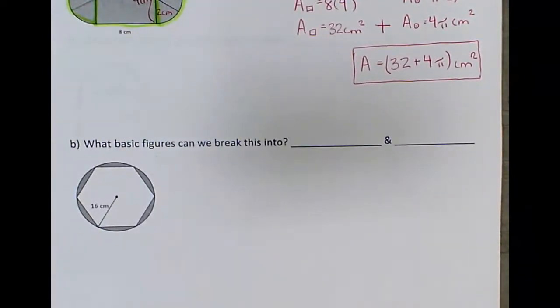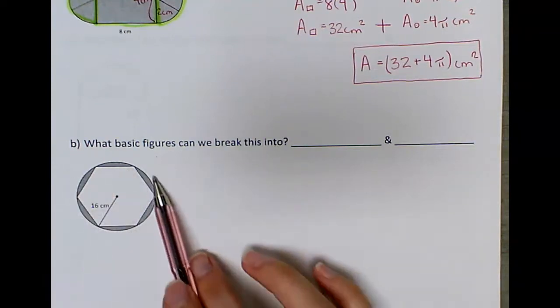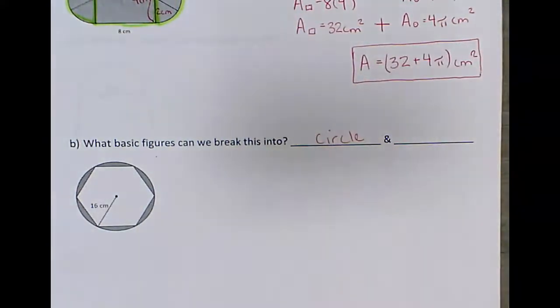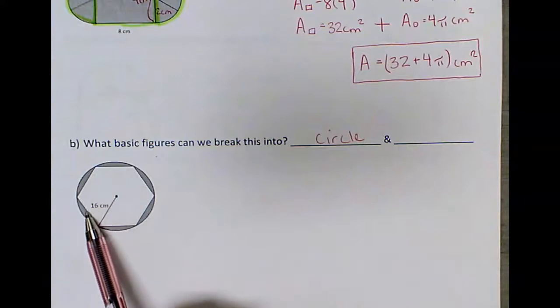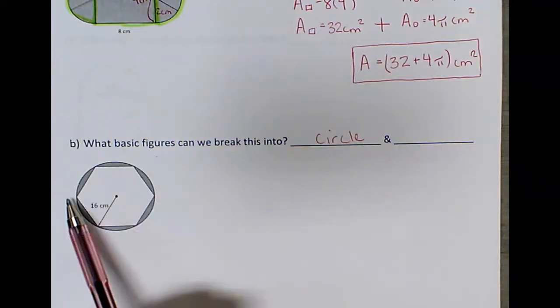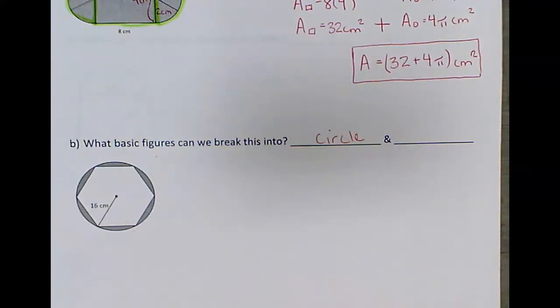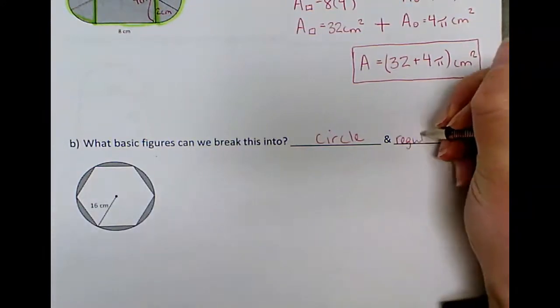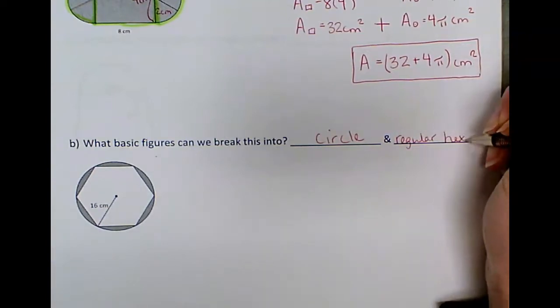1b says, find the area of the composite figures. What basic figures can we break this into? Well, the larger figure is a circle, and the interior figure is a polygon. Now we're going to assume for the purposes of today that all of the polygons that we see, unless stated otherwise, are regular. So this is a regular 1, 2, 3, 4, 5, 6 hexagon. Regular hexagon.